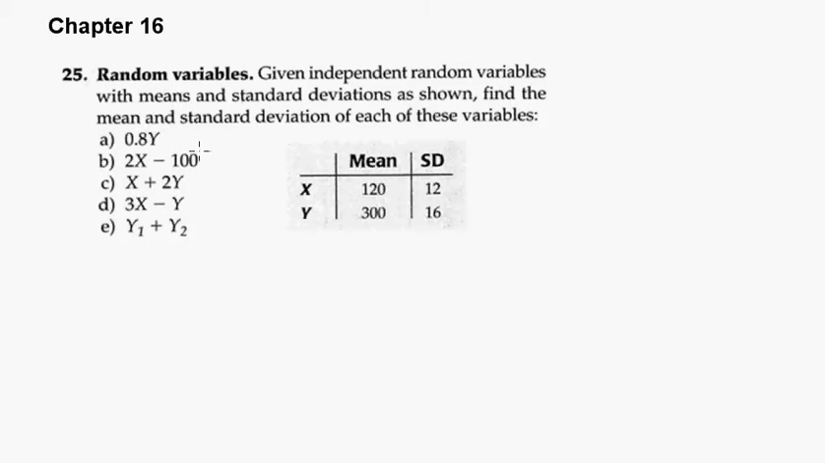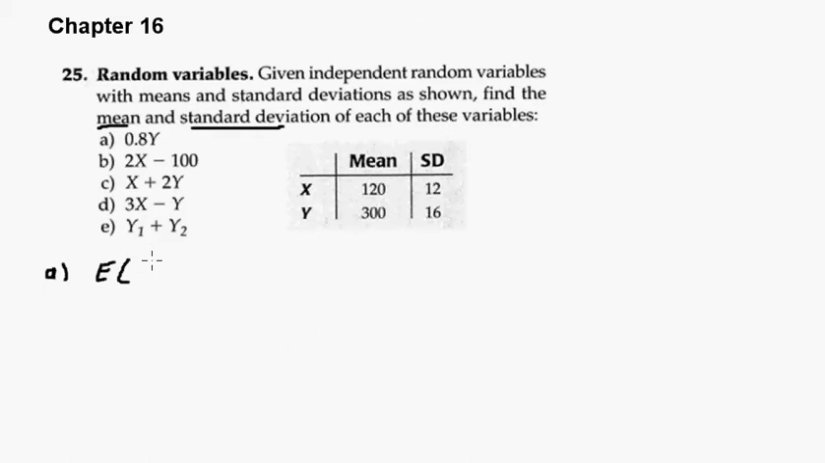This is problem 25 of chapter 16 from the textbook Stats: Modeling the World, 2nd edition. So we're being asked to find expected values. The mean is the expected value. So expected values and standard deviations for these different operations applied to the given random variables x and y. So we'll just dive in.